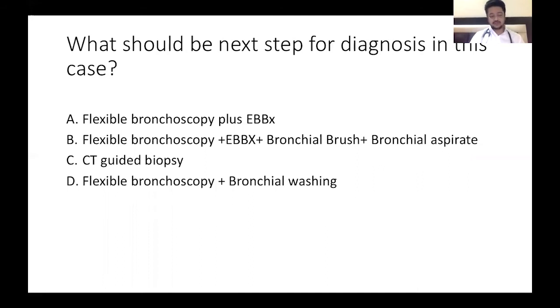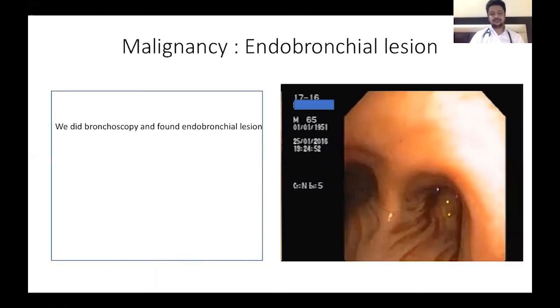Whether we should do bronchoscopy plus biopsy, or bronchoscopy plus endobronchial biopsy or brush or bronchial aspirate, or we should go for CT biopsy, or we should go for flexible bronchoscopy plus bronchial washing. So let's find out. In that case, we did a bronchoscopy and then we found some endobronchial lesion. This is not the image of the same case, but here we can see some endobronchial lesion.